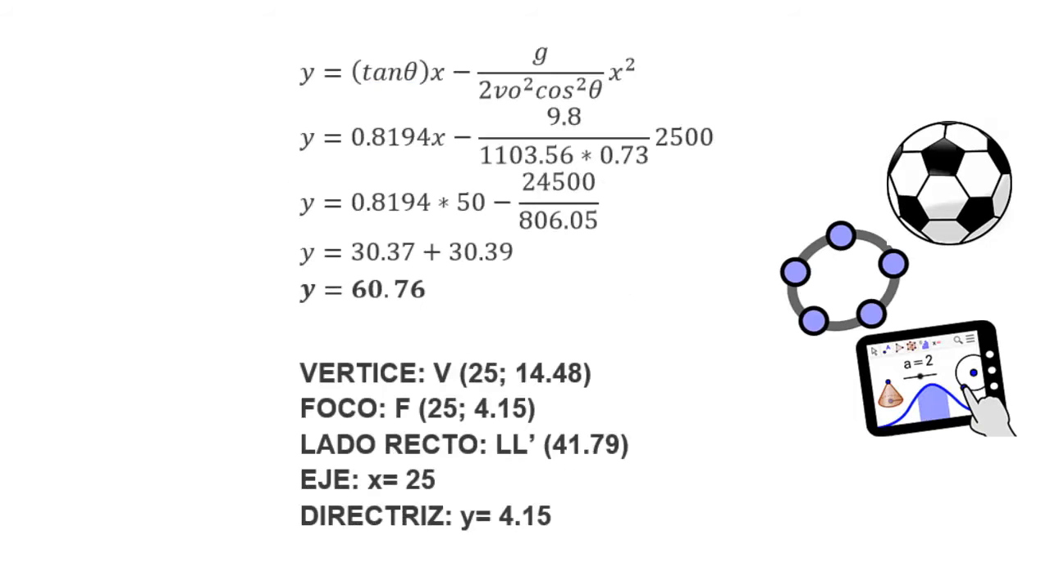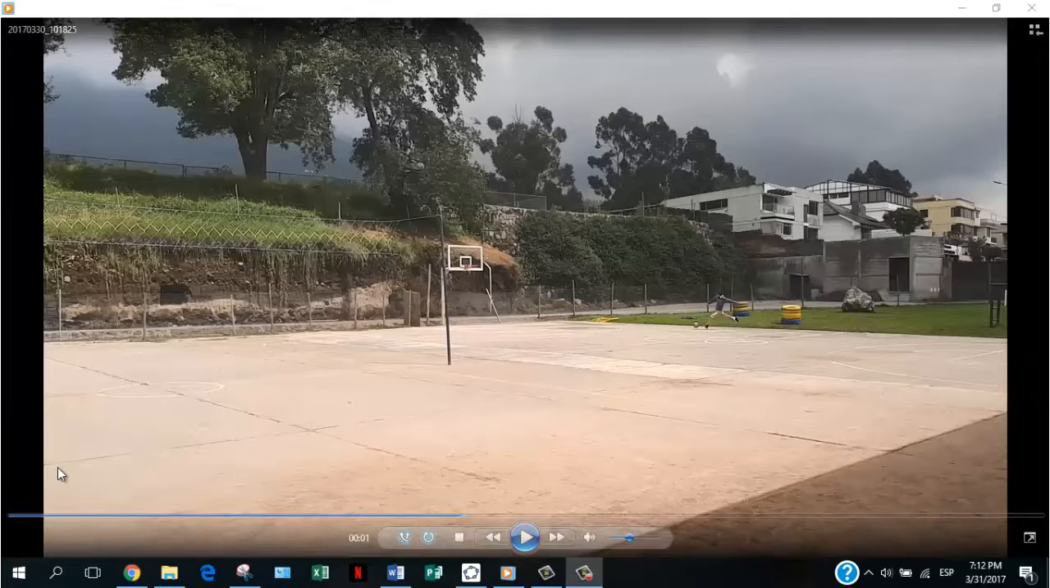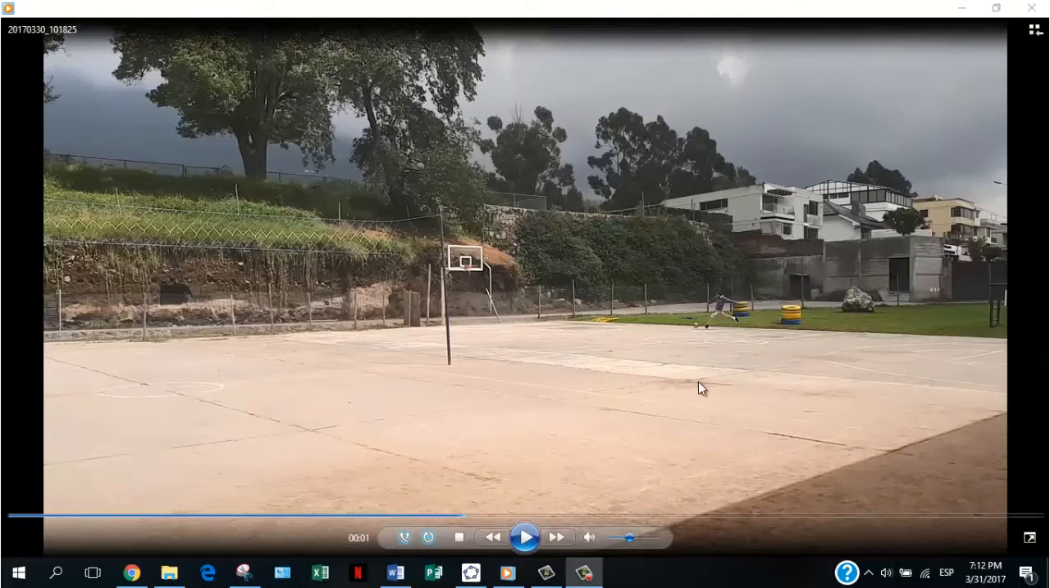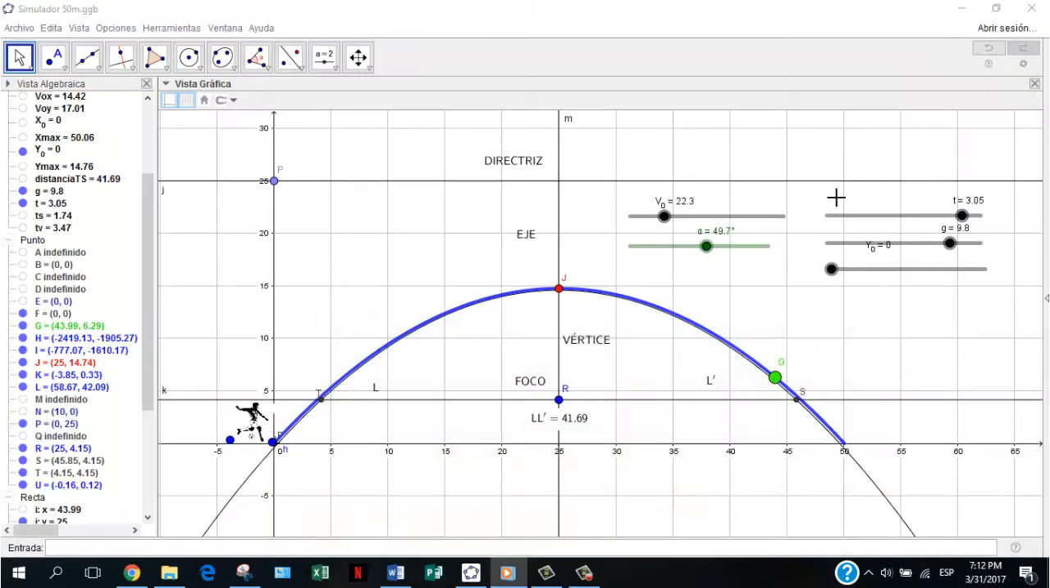Also, we calculate the initial velocity in y-axis, that is 16.85 meters per second. On the x-axis, the initial velocity is the same as the final velocity. The final velocity at y-axis is minus 17.25 meters per second. Finally, we got the maximum height, that is 14.48 meters.